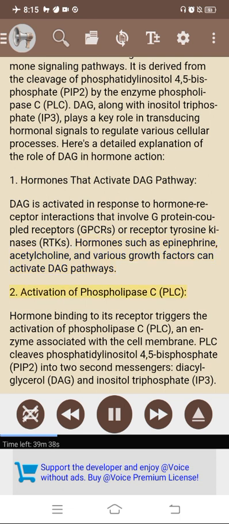2. Activation of phospholipase C (PLC). Hormone binding to its receptor triggers the activation of phospholipase C (PLC), an enzyme associated with the cell membrane. PLC cleaves phosphatidylinositol 4,5-bisphosphate PIP2 into 2 second messengers, diacylglycerol DAG, and inositol triphosphate IP3.